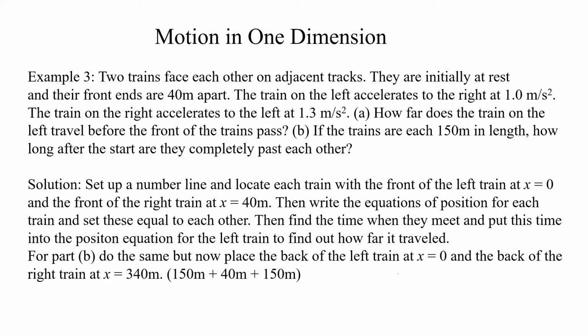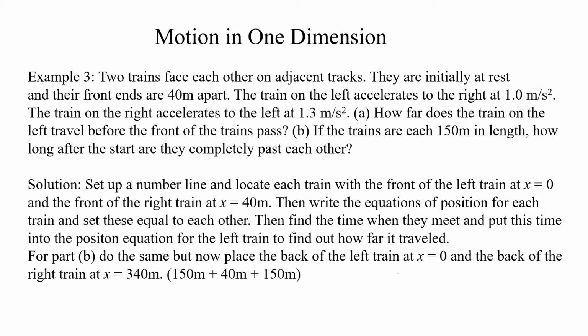So to approach this solution, we set up a number line and locate each train, with the front of the left train at x equals 0 and the front of the right train at x equals 40 meters, because we know they're 40 meters apart. Then we write the equations of position for each train and set those two equal to each other, because we know that when two trains meet, they're occupying the same position. Then find the time when they meet.